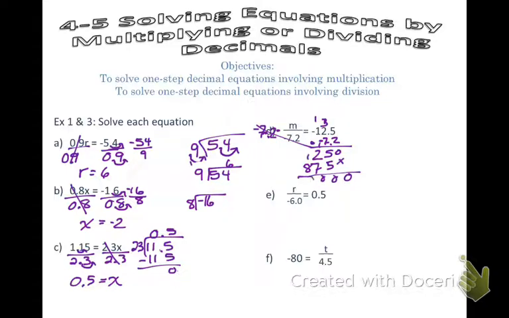10, 9. Now I need to know how many decimal places I need to make it over. I have 1 decimal place on the top and 1 decimal place on the bottom, so it will move over 2 times. And they're both negative, so that makes a positive. So m equals 90.